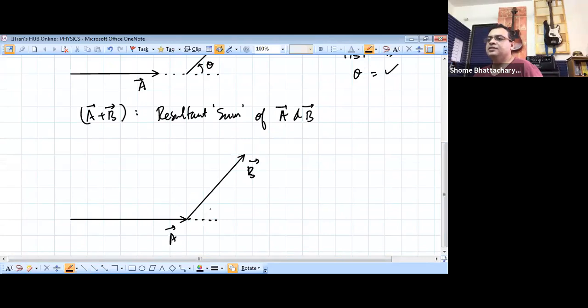So this angle has to be exactly the angle theta, which is the angle between the two vectors, and the length of this arrow has to be proportional to its magnitude B, and then the third side that you can draw completes the triangle.